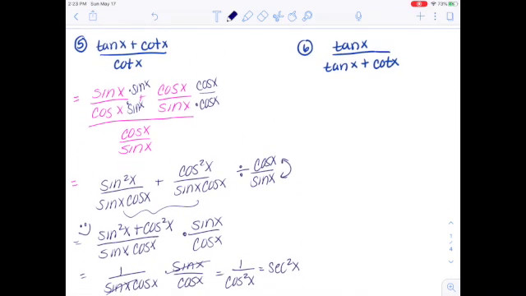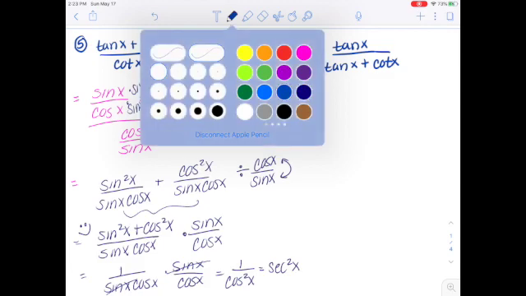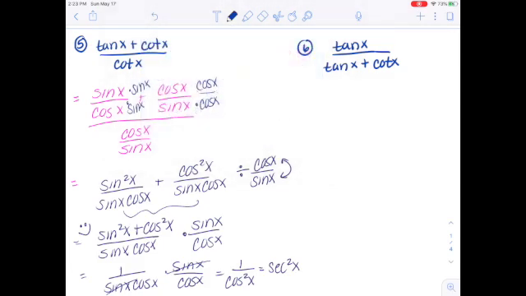All right, number 6. I'll change colors, so we'll go in blue, or darker or lighter blue. Number 6, we've got tangent. This one's actually pretty close to number 5. It'll work out similar. So tangent, we're going to change to sine of x over cosine of x.